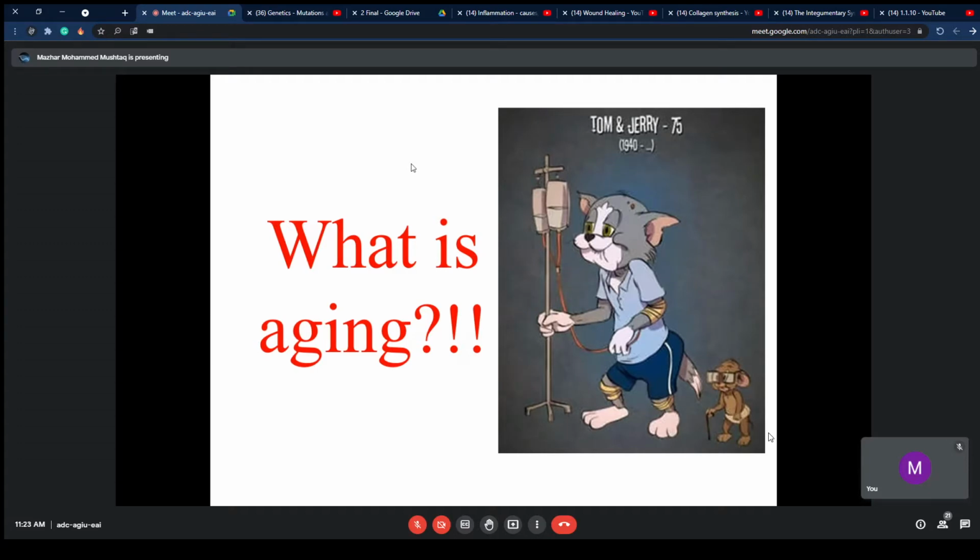The cell is weak. Cell of the body is weak, okay? And getting older. That is aging. Getting older is aging.